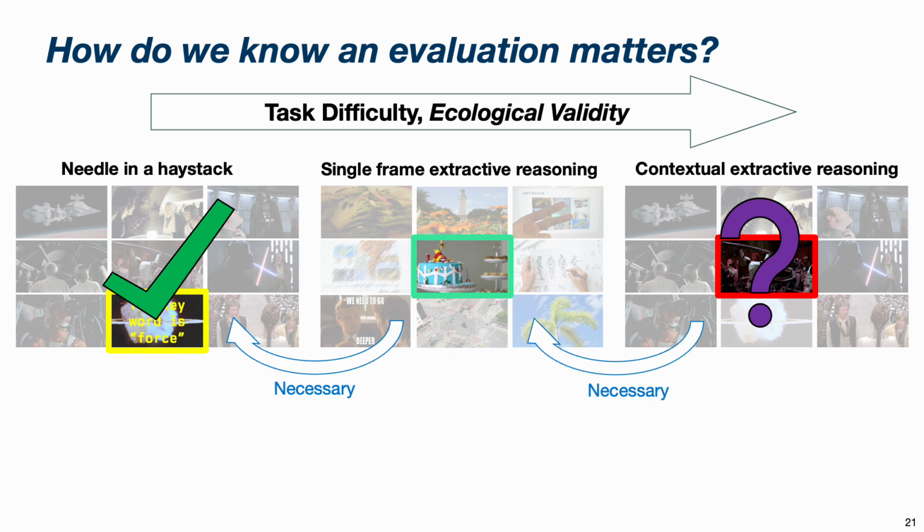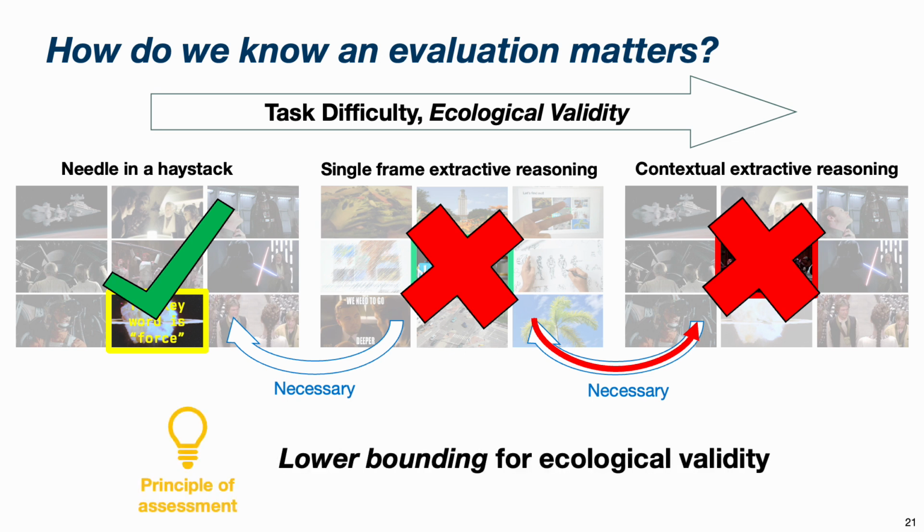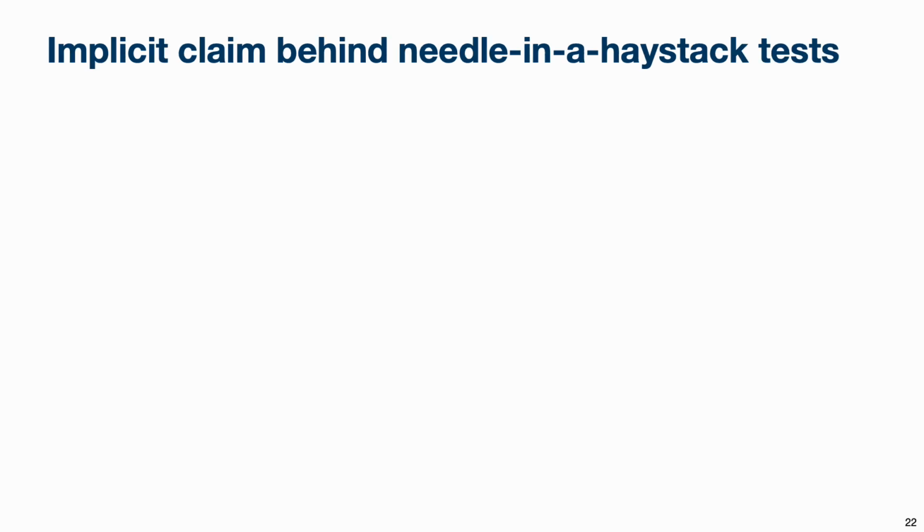So obviously, if a model fails at needle in a haystack, single frame extractive reasoning will probably also fail, because that's a more complicated task along this spectrum. And by demonstrating that the model fails at this task, we can also argue that the model will probably fail at this more sophisticated and expensive to evaluate task, even though we don't actually have the data to evaluate it.